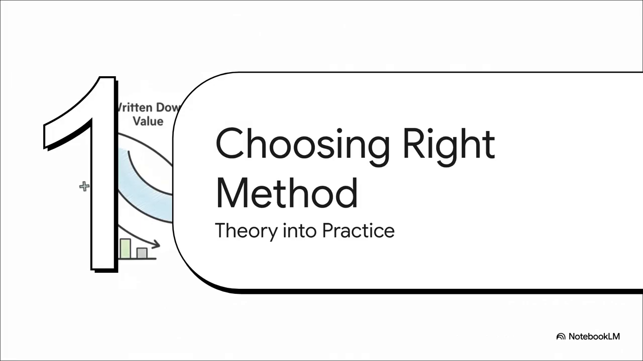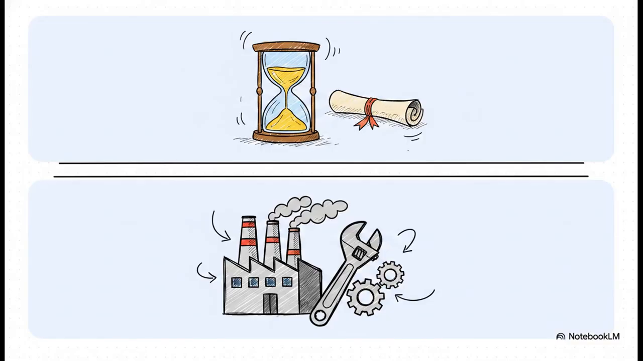Section 5. Choosing the right method. Let's shift from theory into practice. This is where we ask the really crucial question. When should you actually recommend which method? The practical rule of thumb is to match the accounting method to the physical, real-world reality of the asset in question.